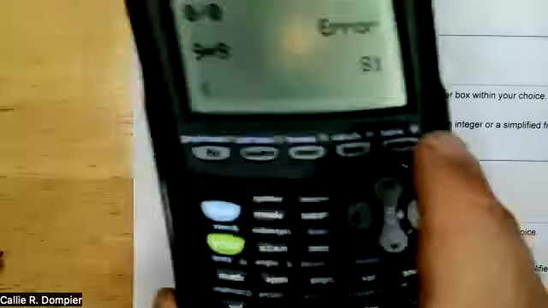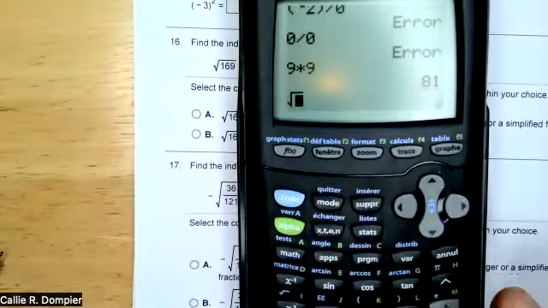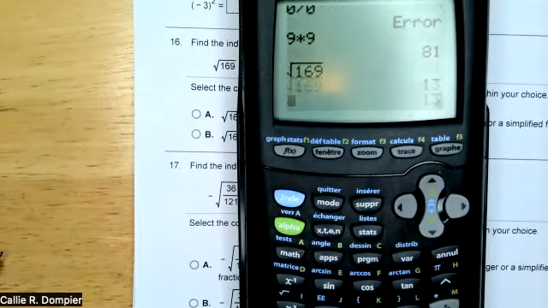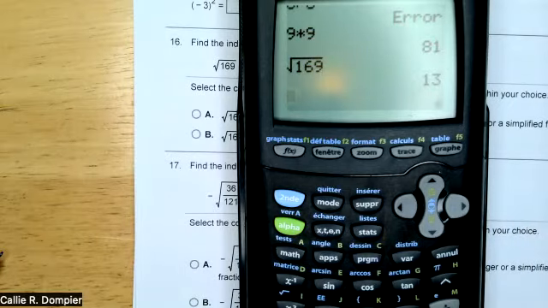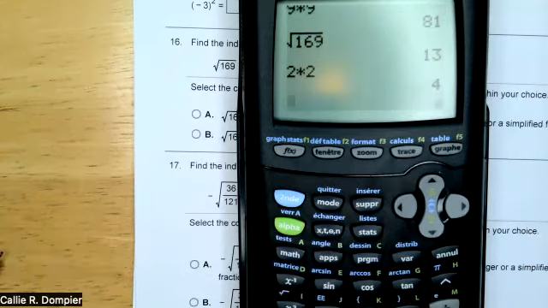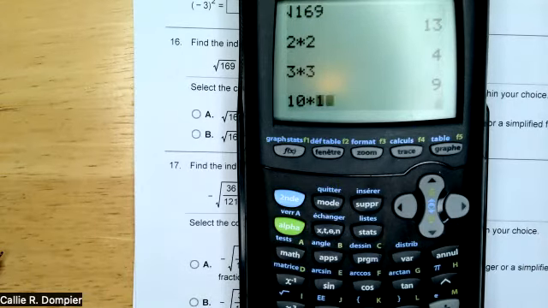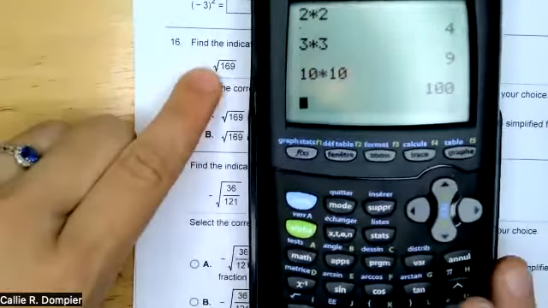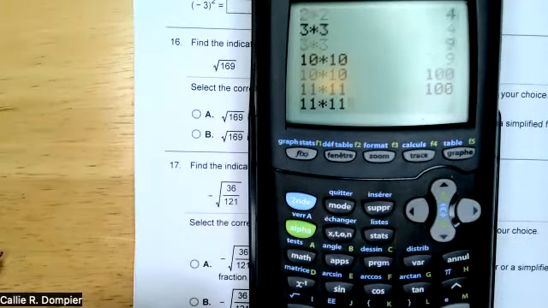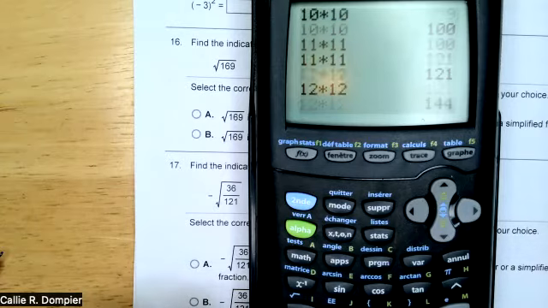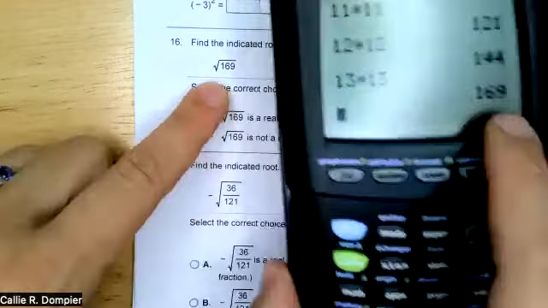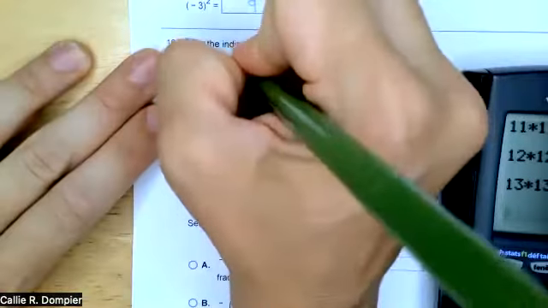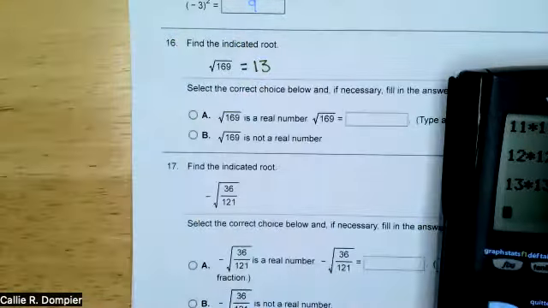The square root of 169. So even if you don't have a button like this on your calculator that will give you your answer, you can just say 2 times 2 is 4, so 4 is a perfect square. 3 times 3 is 9, so 9 is a perfect square. All the way up to 10 times 10. So I'm looking for 169. 11 times 11, 12 times 12, 13 times 13. So that is 13 times 13. That means the square root of 169 is 13.